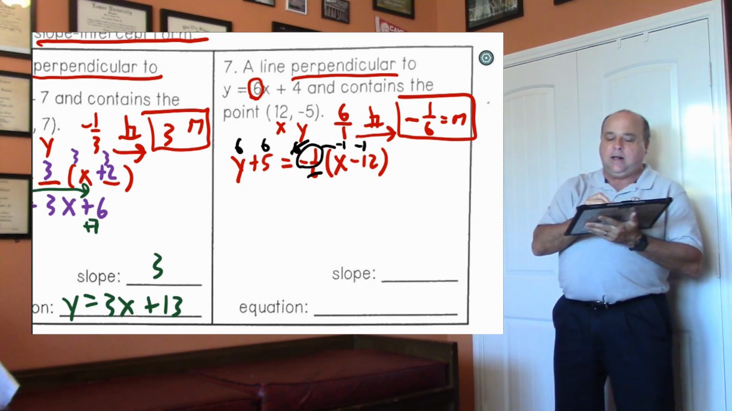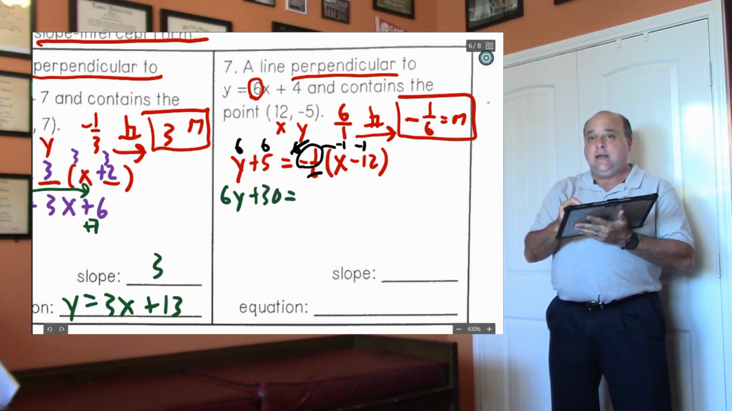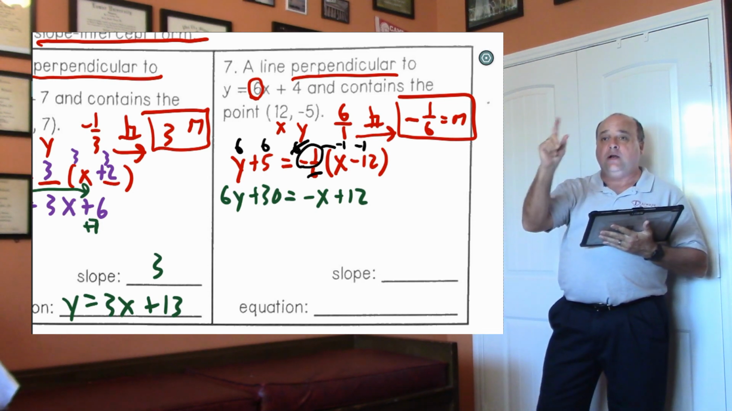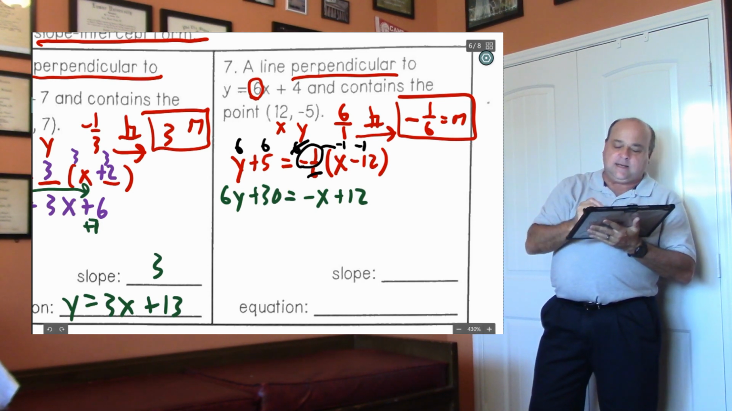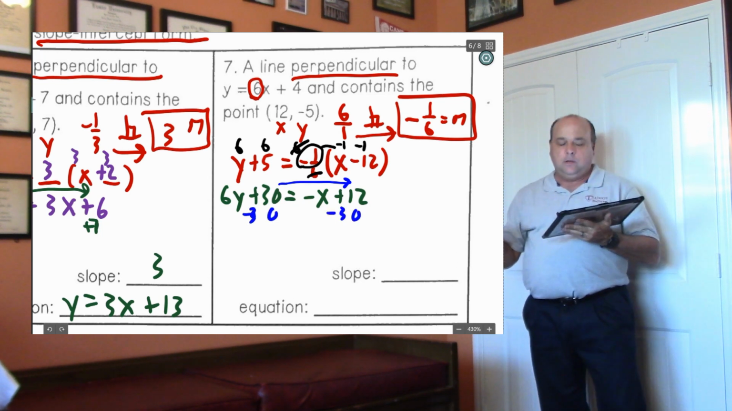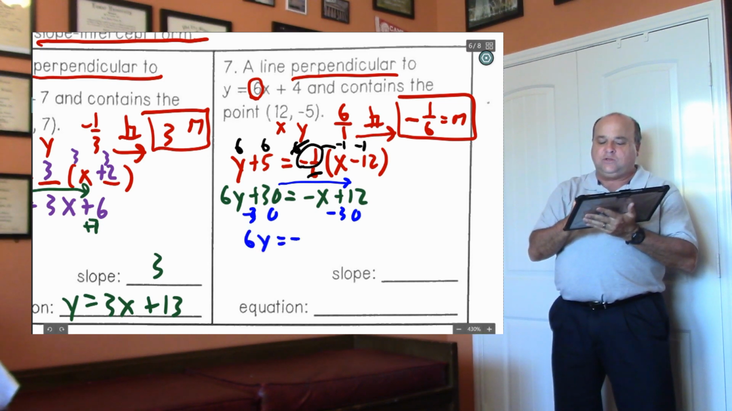Now we're going to multiply. So 6 times y is 6y. 6 times 5 is 30. Equals negative 1 times x is negative x. Negative 1 times negative 12 is a plus 12. Now then, the next step is to move the number on the left. So we're going to take this 30 and move it to the left, and that's going to be a minus 30 and a minus 30. Now we're going to subtract and do our arithmetic. 6y equals negative x minus 18.